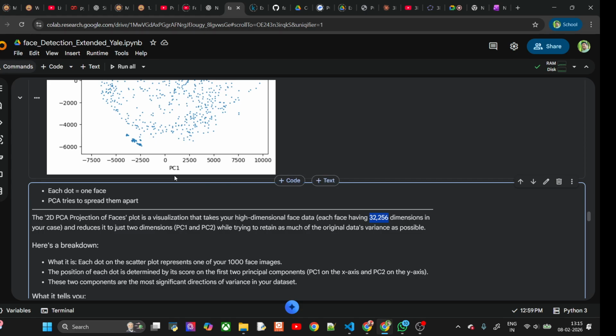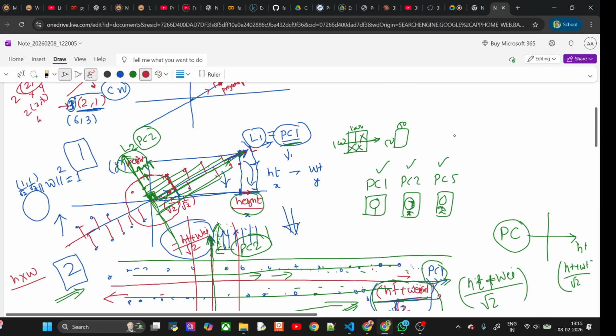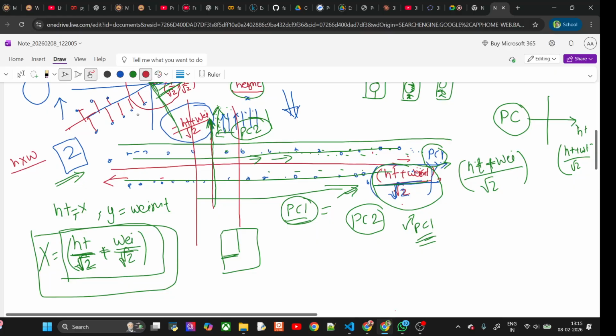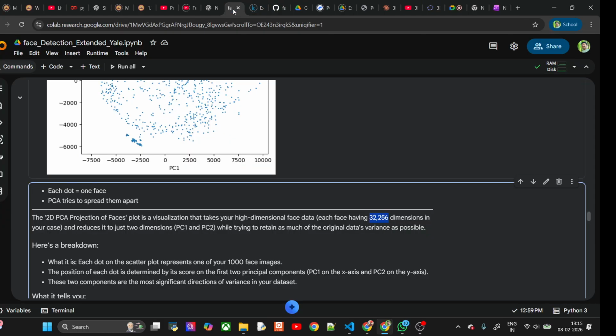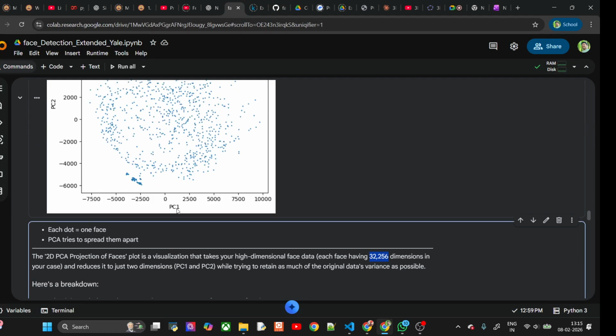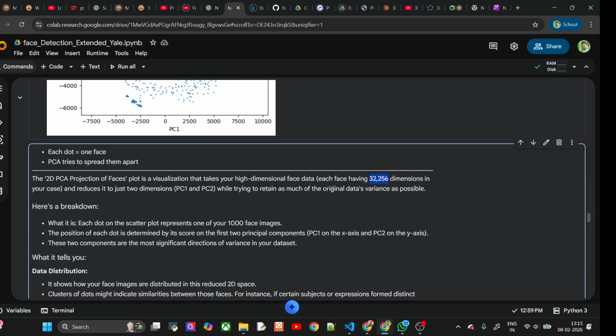So this graph is related to what I have mentioned here. This is the graph PC1 versus PC2. This big dimension data is just plotted here in two dimensions, PC1 and PC2. Each dot on the scatter plot represents one of our 1000 images. Each dot is one image out of the 1000 images.